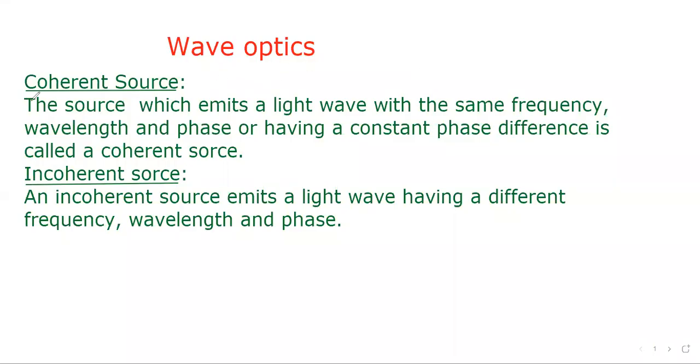Wave optics, coherent source. The source which emits a light wave with the same frequency, wavelength and phase, or having a constant phase difference, is called a coherent source. Incoherent source: an incoherent source emits a light wave having a different frequency, wavelength and phase.